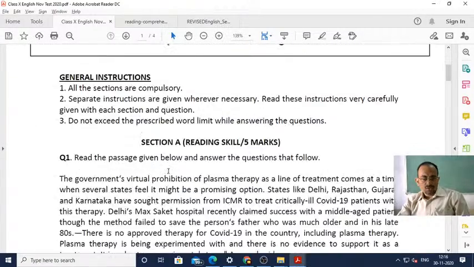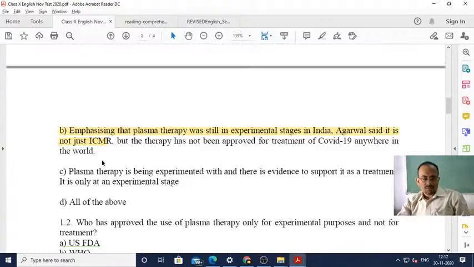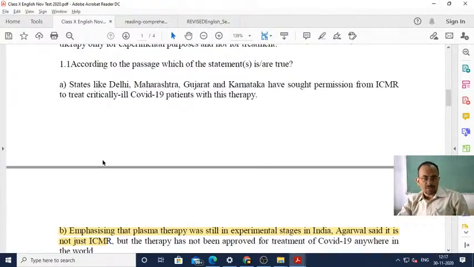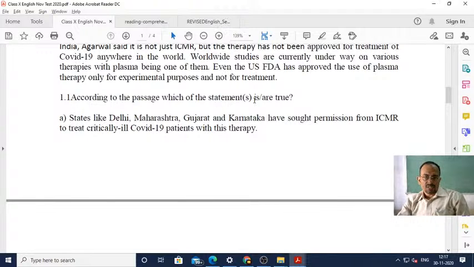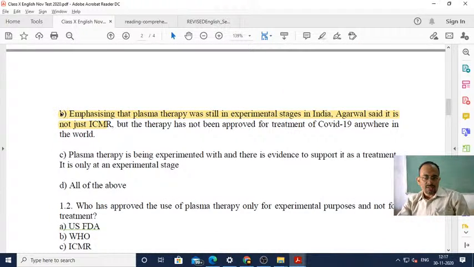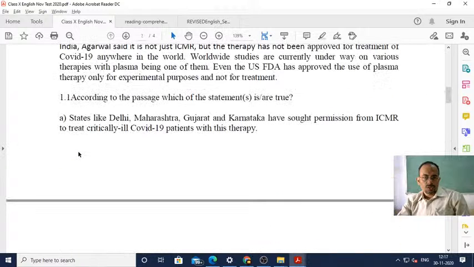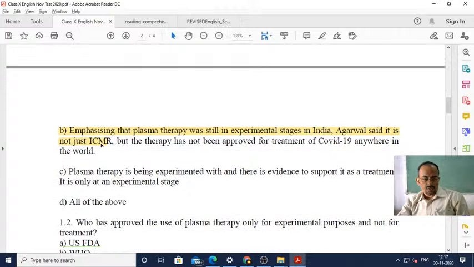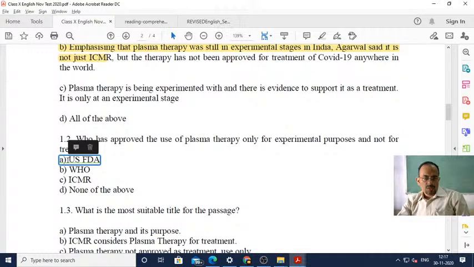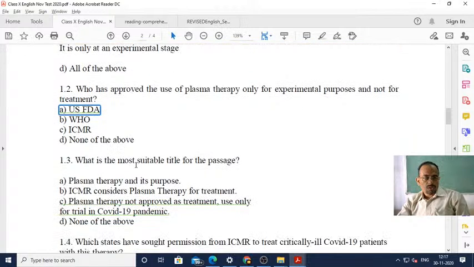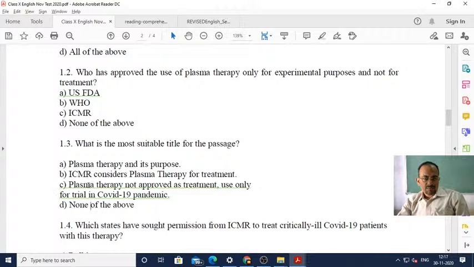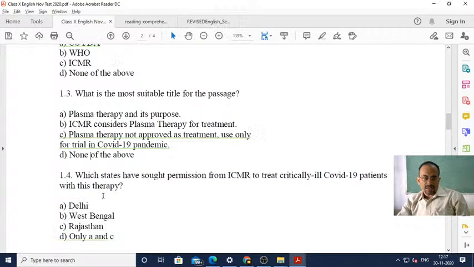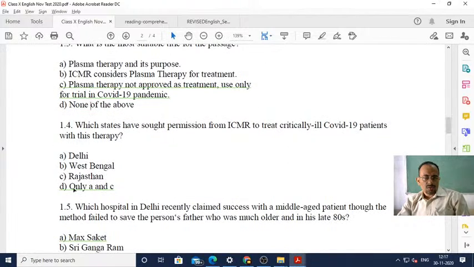So you see, these are the answers of the reading skill. According to the passage, which of the statements are true? Statement B is true. Emphasize that B is true actually. From question number 2, US FDA is the correct answer. Then question number 3, C is correct: plasma therapy not approved as treatment, used only for trial in the COVID-19 pandemic. And the fourth answer is only A and C.